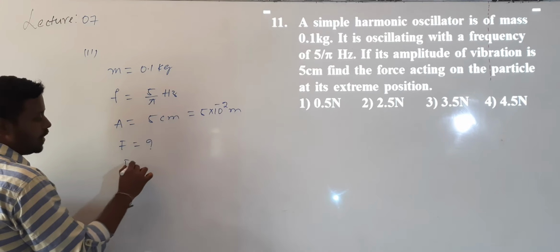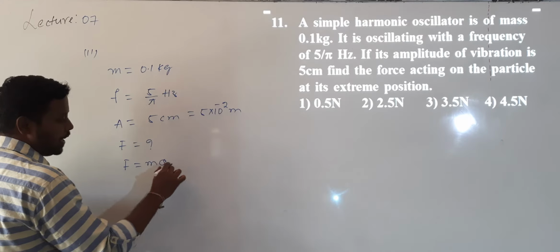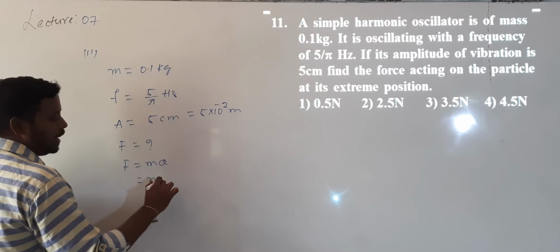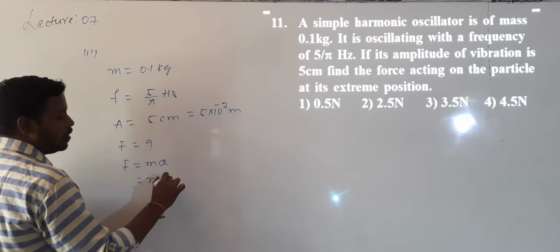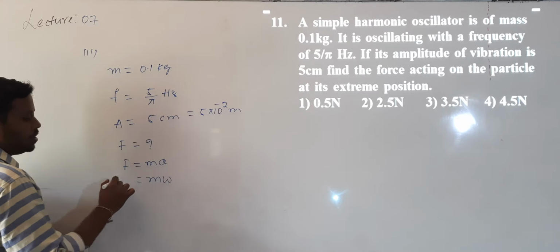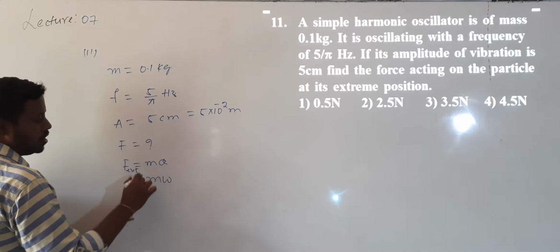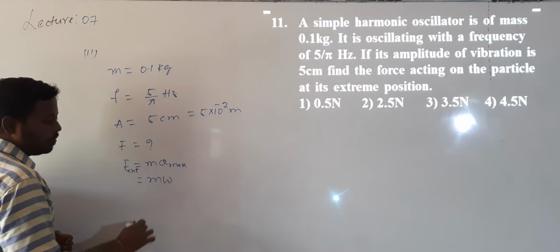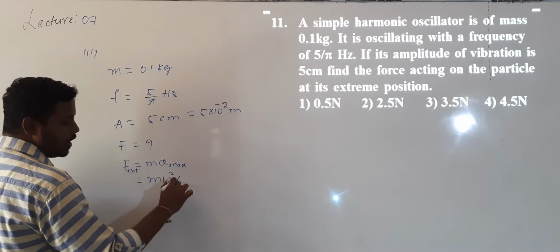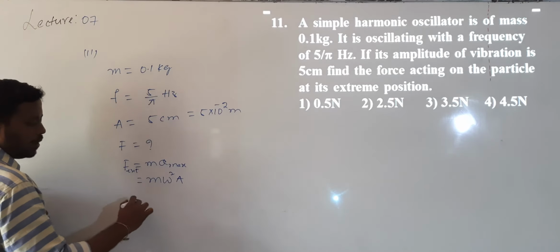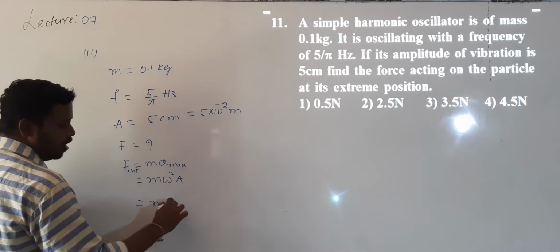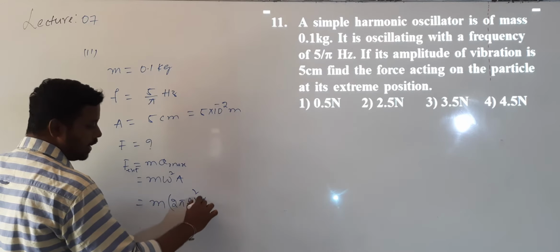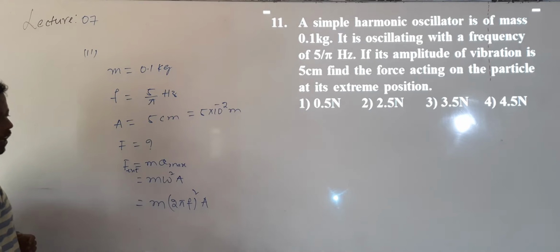So what is the formula for F? F is equal to ma, which can be written as m into a, for a particle executing SHM. This is at extreme position, so at extreme position the acceleration value is maximum. What is the maximum acceleration formula? Omega square into A, which is m into omega, can be written as 2 pi f whole square into A.